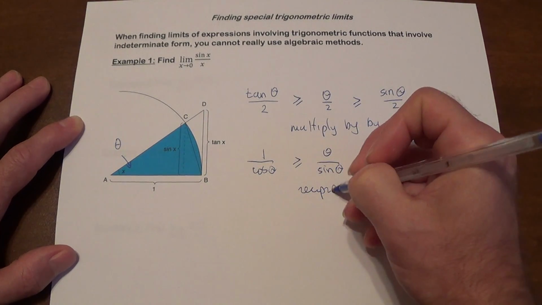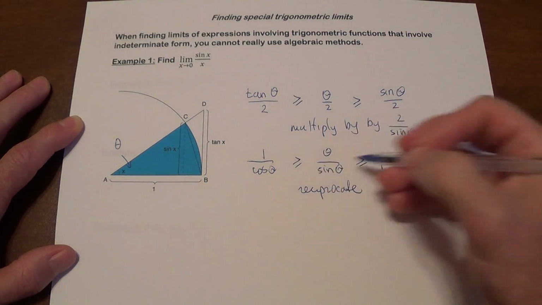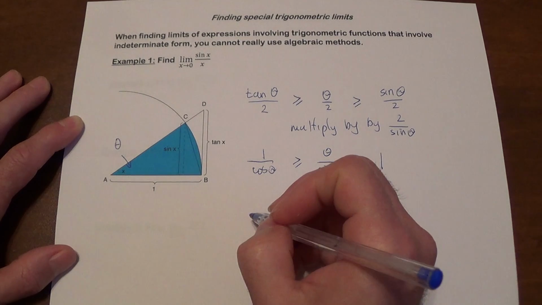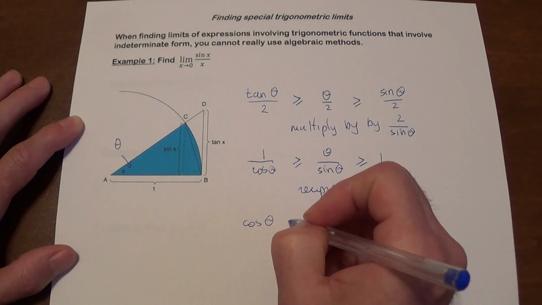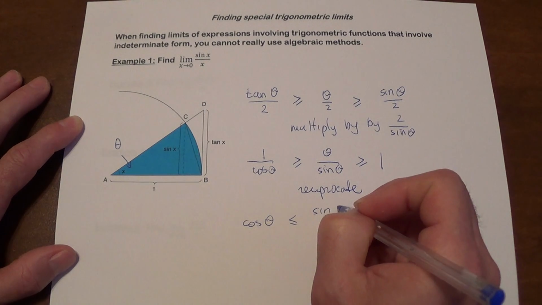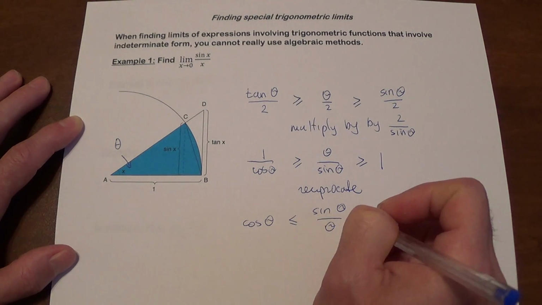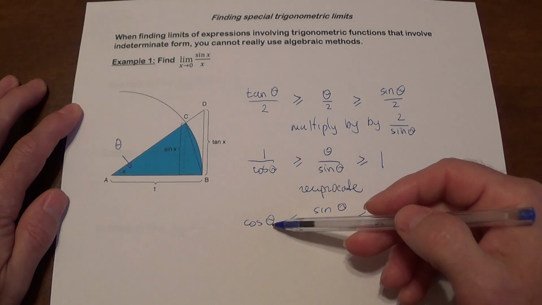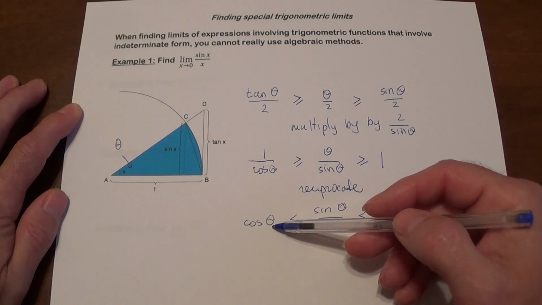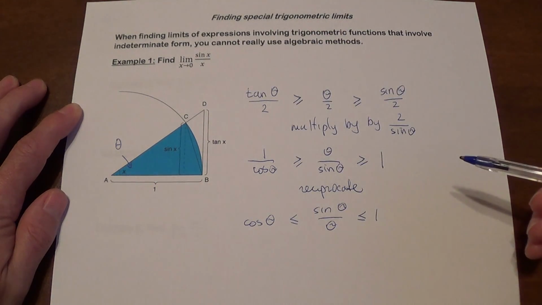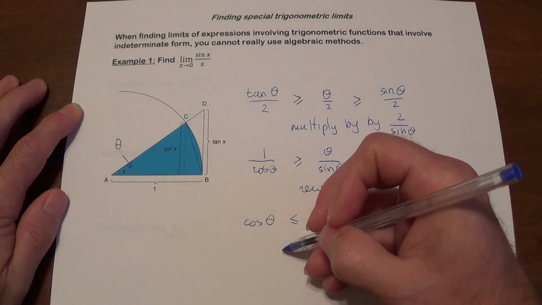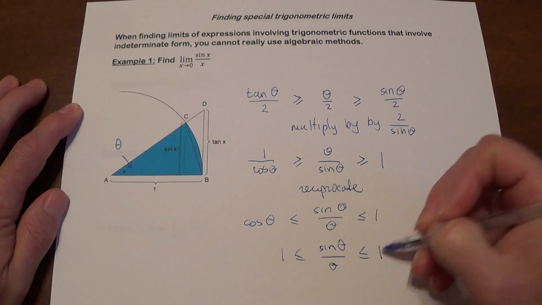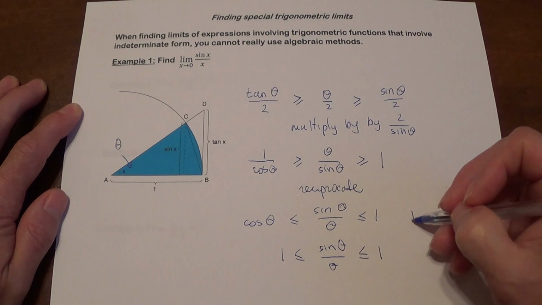If we reciprocate, when you reciprocate fractions with inequalities, the signs will change. So you're going to get cosine theta is less than or equal to sine theta over theta, which in turn is less than or equal to 1. And cosine theta, when theta equals 0, remember we're dealing with 0, is also 1. So we basically have that 1 is less than or equal to sine theta over theta, which is less than or equal to 1. And there is something called the squeeze theorem.